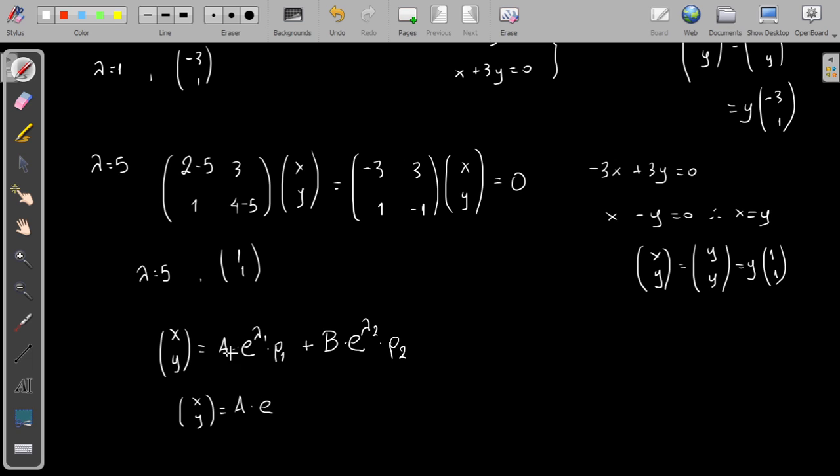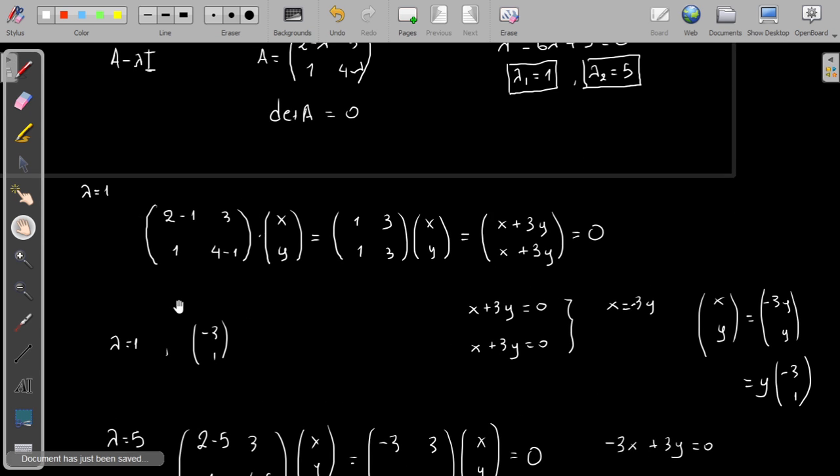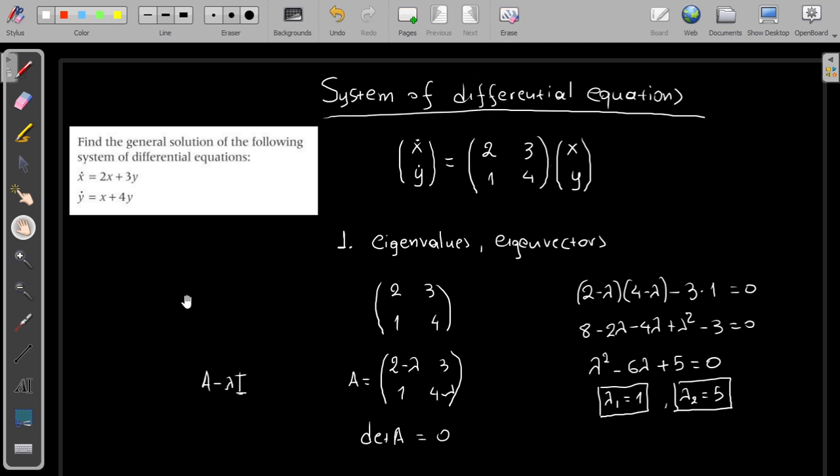So now if I substitute my eigenvectors and the eigenvalues, I will have x, y equal to a times e to the first eigenvalue, 1, times t, because the variable is t, times the first eigenvector minus 3, 1, plus b, e to the power of, how much is the second? 5, so 5t, times my second eigenvector. And that's the general solution of this system of differential equations.